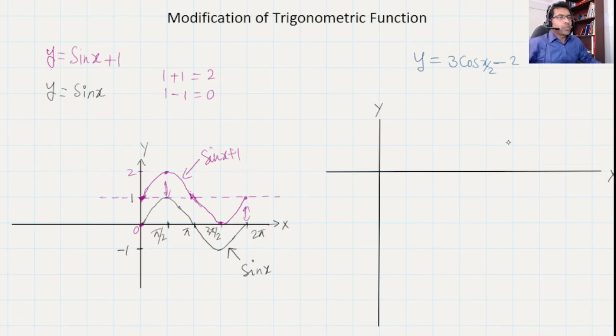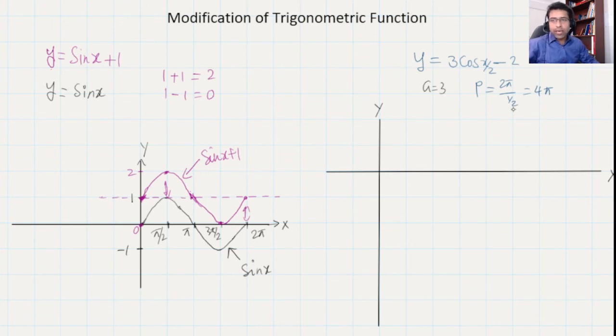Okay, let's do another example, which is y equals 3 cos(x/2) minus 2. Let me write down the notes. In this case the amplitude is 3, obviously. And then our period is 2 pi over the value here, which is half, giving us 4 pi. That's our period in this case.